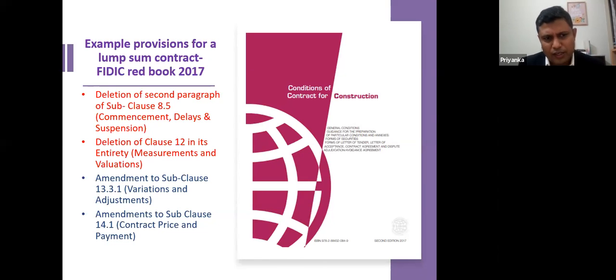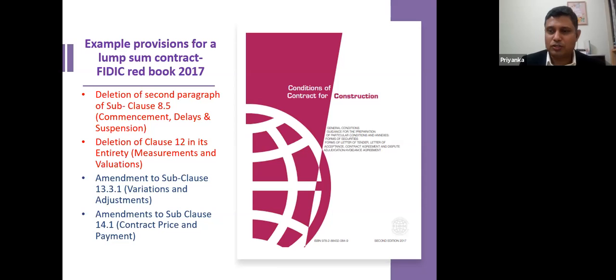So again, coming back, there are 2 deletions and 2 amendments within the FIDIC Red Book, which you need to do in order to have a robust, clear, and concise lump sum contract. The good news is FIDIC 1999 version has got the same thing, but there are certain differences that I will be explaining to you, right?